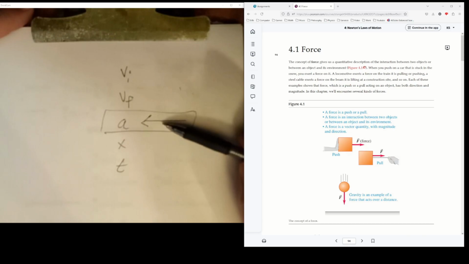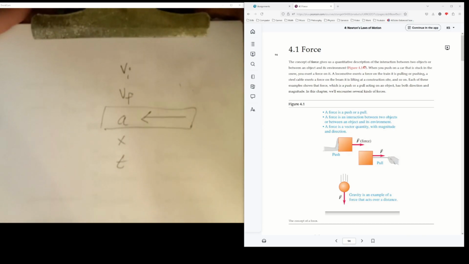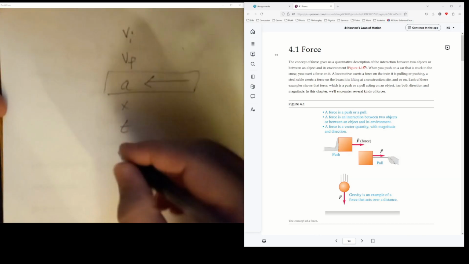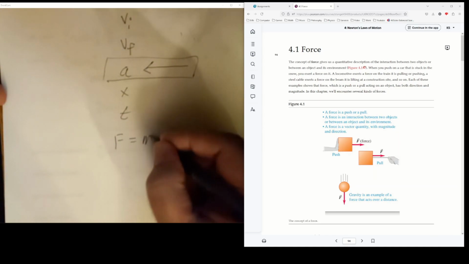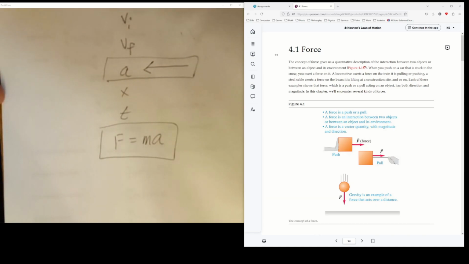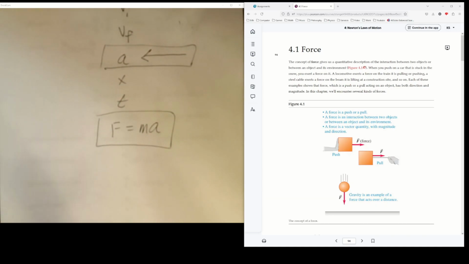And acceleration is going to come from force. One of Newton's big contributions is he found that the force is equal to mass times acceleration. This is our big new equation, F equals ma, Newton's second law. But before we get to Newton's second law, let me go through a few quick things that are in the book. We're covering 4.1 to 4.4.